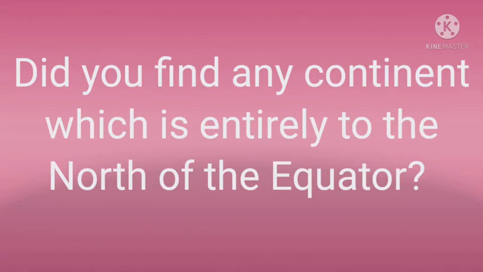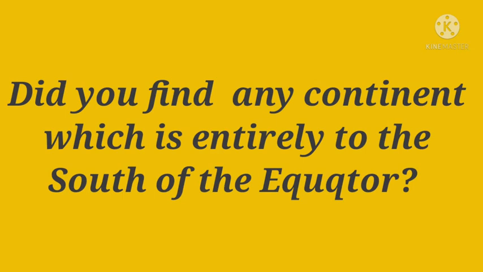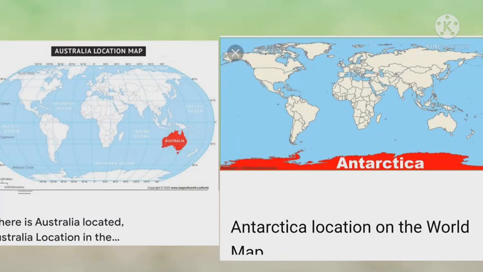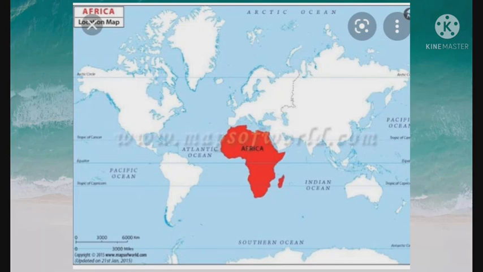Did you find any continent which is entirely to the north of the equator? That is North America and Europe. Did you find any continent which is entirely to the south of the equator? That is Australia and Antarctica. Did you find any continent which spreads both north and south of the equator? That is Africa.